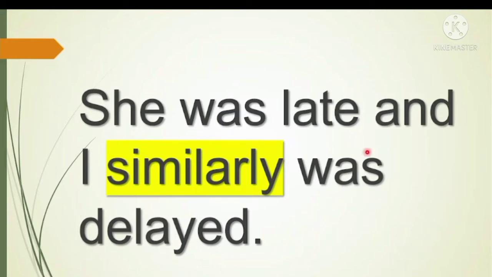She was late and I similarly was delayed. You use similarly when you are mentioning a fact or a situation that is similar to the one you have just mentioned. She was late and I similarly was delayed. So you are trying to say that she was late and at the same time you are also just like her, you are also late.